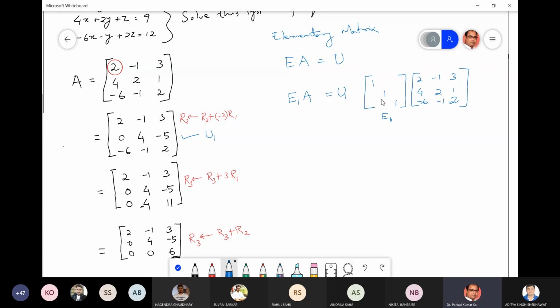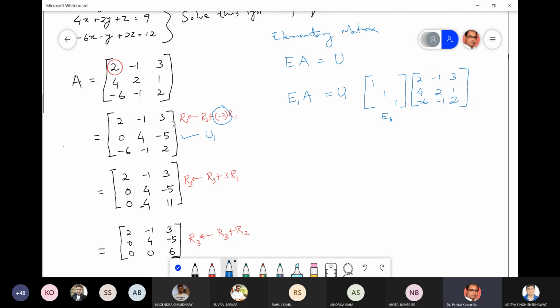It's very simple. The only thing that you need to take care of is this two. This is important here. How much you have multiplied, that is minus two you have multiplied. So what exact operation have we done? Row 2 is equal to row 2 plus minus 2 times row 1. So let us first talk about row 1 itself.